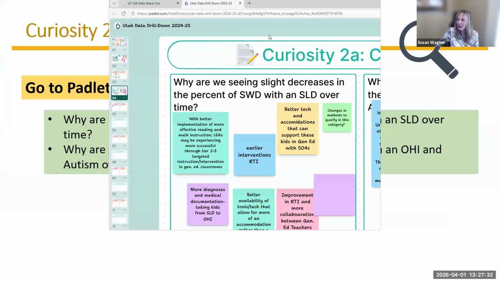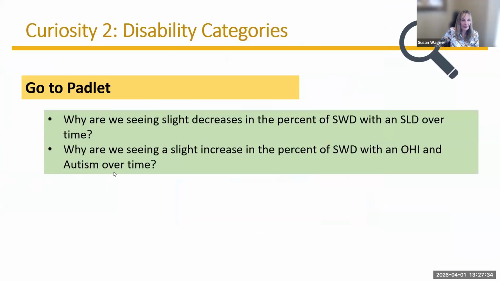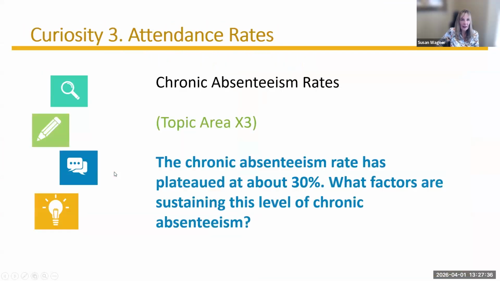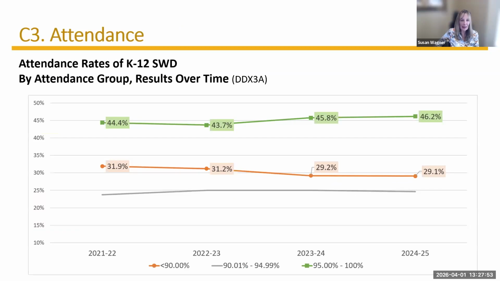Okay, well, let's continue on here. And let's talk about attendance rates. So the chronic absenteeism rate has plateaued at about 30%. What factors are sustaining this level of chronic absenteeism? That's our curiosity. Let me show you the data.